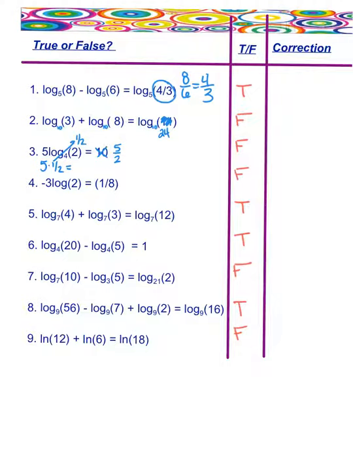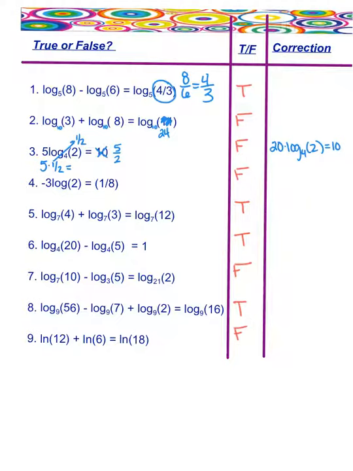Or you could change that 5, if you wanted, to a 20. You could have your correction look like this: 20 times log base 4 of 2 equals 10. And that would make that a true statement.